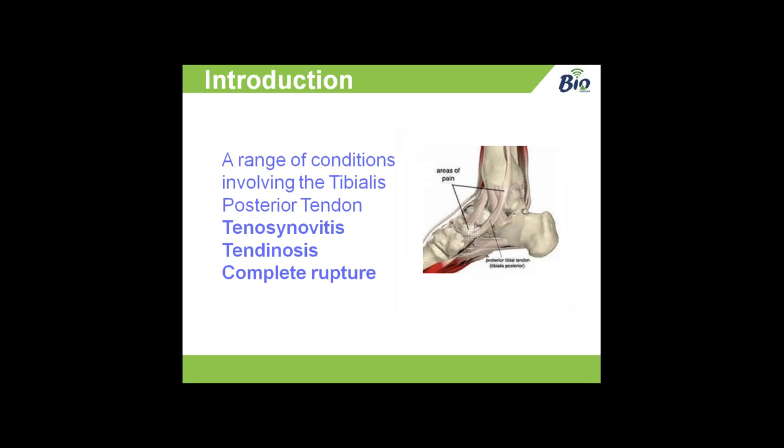So basically, tib post dysfunction can encompass a whole spectrum of different conditions, and they can go anything from tenosynovitis, which is an inflammation of the tendon, usually the sheath, to a tendinosis, and that's a degeneration of the tendon without inflammation. So it's the osis that gives it away there. If it's an osis, it's without inflammation. If it's an itis, it's with inflammation. And then it can work its way through to a complete rupture.